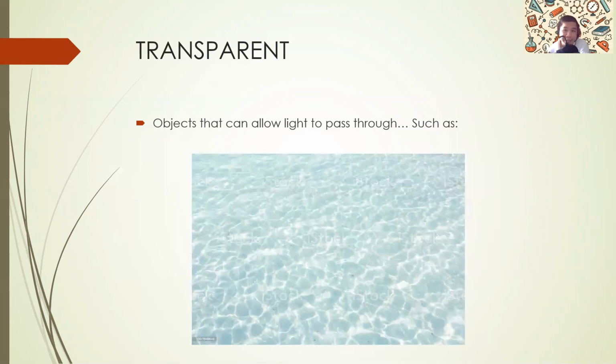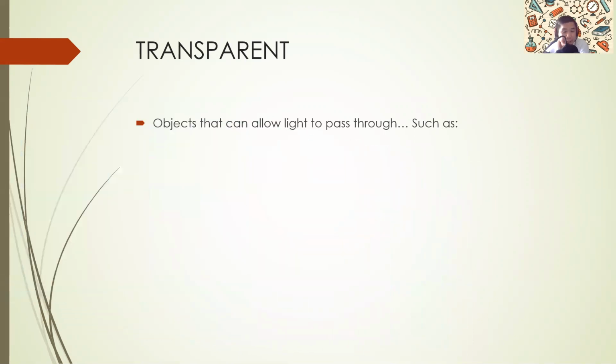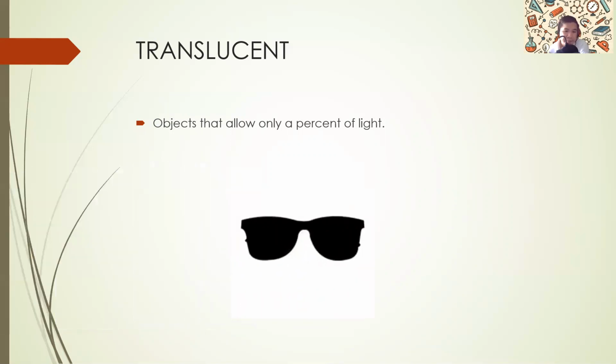The last one is, of course, clear and clean water. It will let light pass. Clear and clean water. Those things are the transparent objects. Let's now go to the translucent ones, or objects that allow only a small part of light to pass. An example would be these very cool looking sunglasses.